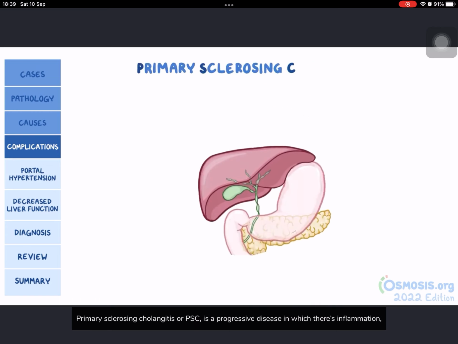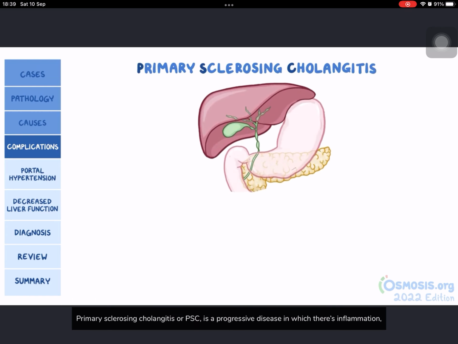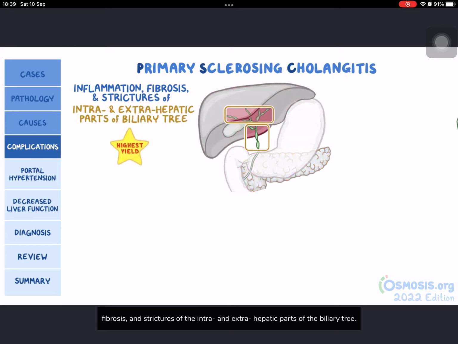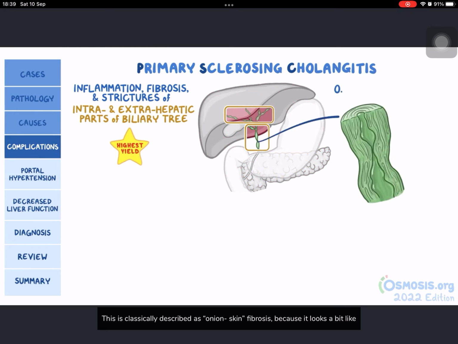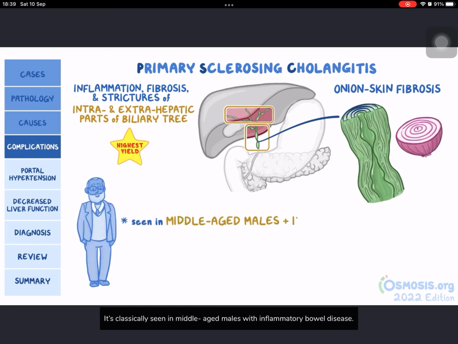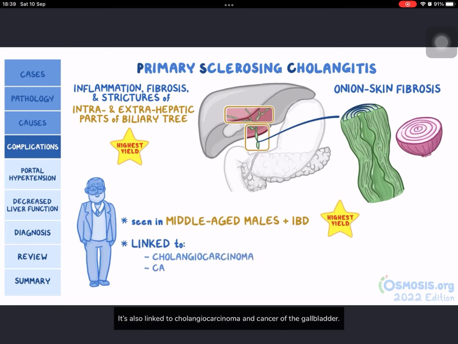Primary sclerosing cholangitis, or PSC, is a progressive disease where there's inflammation, fibrosis, and strictures of the intra- and extrahepatic parts of the biliary tree. This is classically described as onion skin fibrosis because it looks a bit like an onion skin, with concentric rings of fibrosis around the bile duct. It's classically seen in middle-aged males with inflammatory bowel disease. It's also linked to cholangiocarcinoma and cancer of the gallbladder.